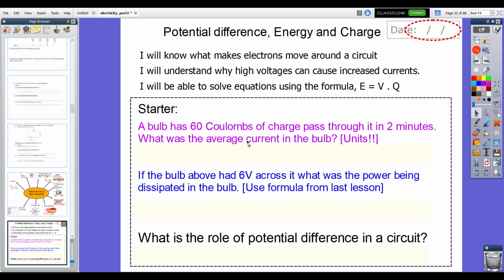So to get started, to get warmed up, have a go at these two formula-based questions here and then have a think about this one. I will reveal the answers. Hit pause and I will reveal the answers in a minute.